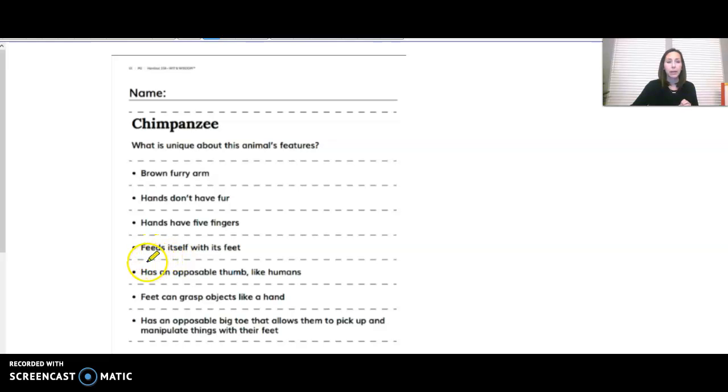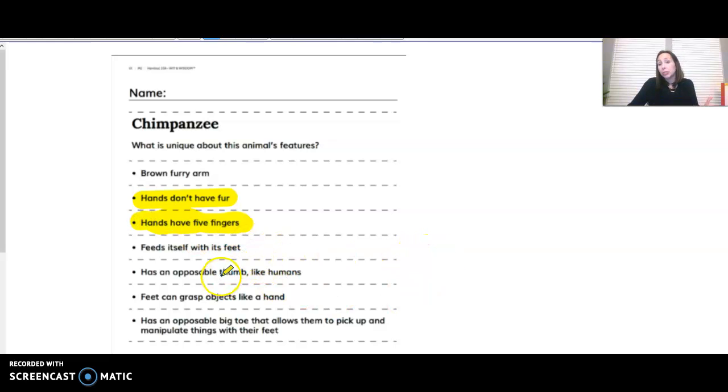Brown furry arm, hands don't have fur, hands have 5 fingers. Those are both details about the hand. Let's keep reading. Feeds itself with its feet, has an opposable thumb like humans, feet can grasp objects like a hand, has an opposable big toe that allows them to pick up and manipulate things with their feet. So I'm going to find 2 of those details that just tell about the chimpanzee's hand. Here, hands don't have fur. That's going to be one of the details I'm going to use in my paragraph. And then here, hands have 5 fingers. Those are both details that tell about the hands.